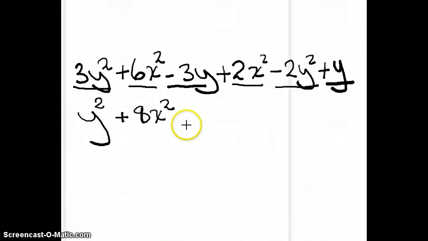Minus 3y plus y minus 2y. And I'm finished. This is covered, covered, covered, covered, covered, covered. I've combined and simplified my like terms.